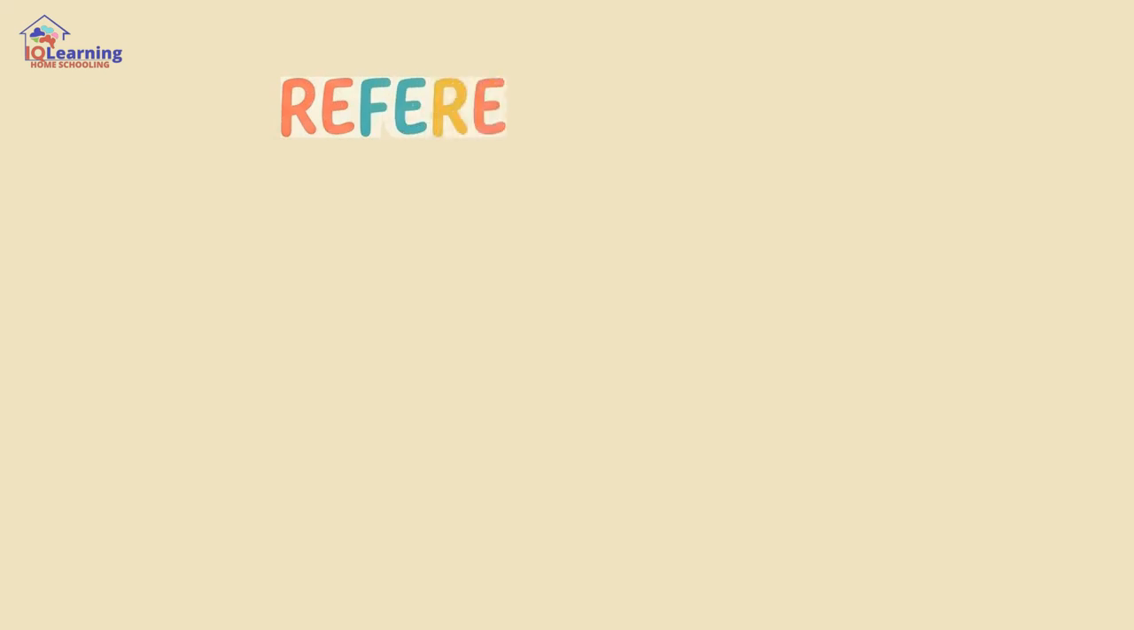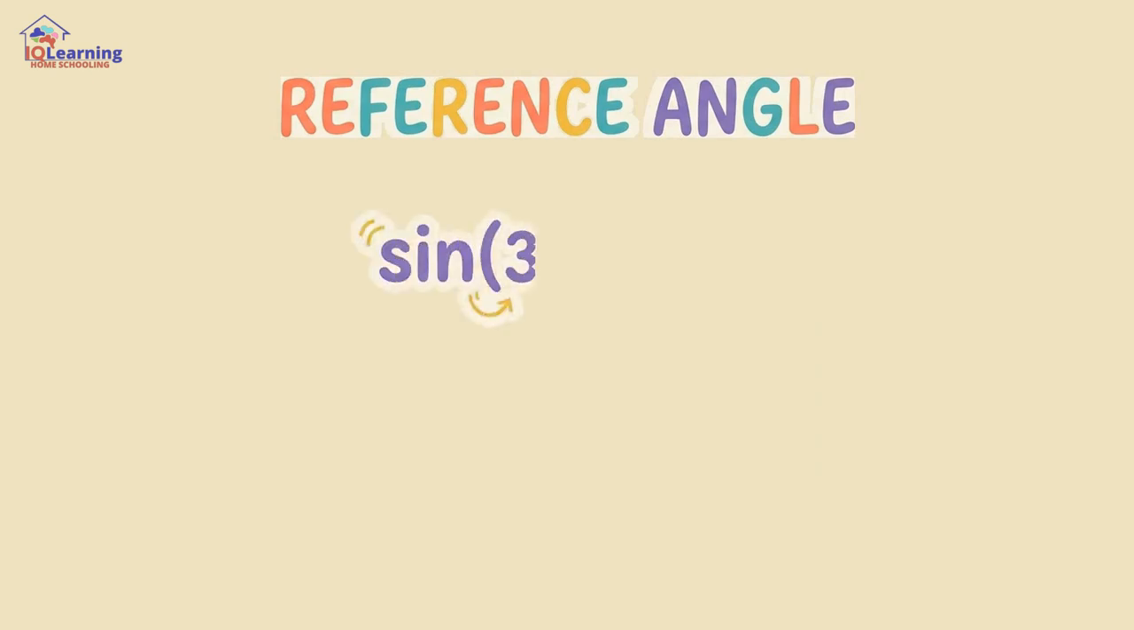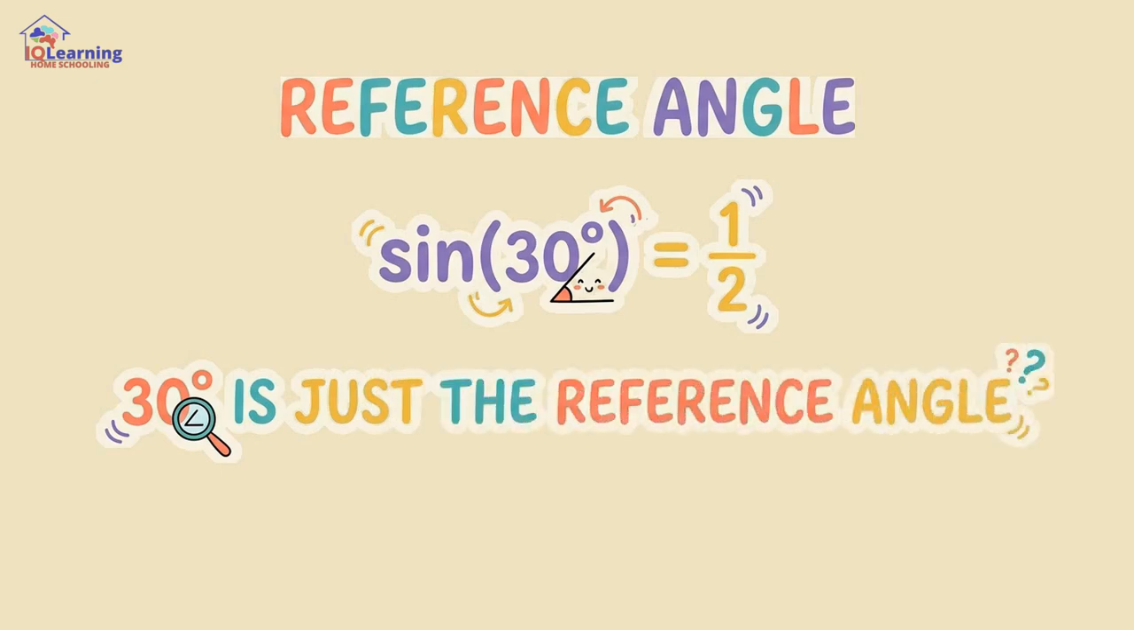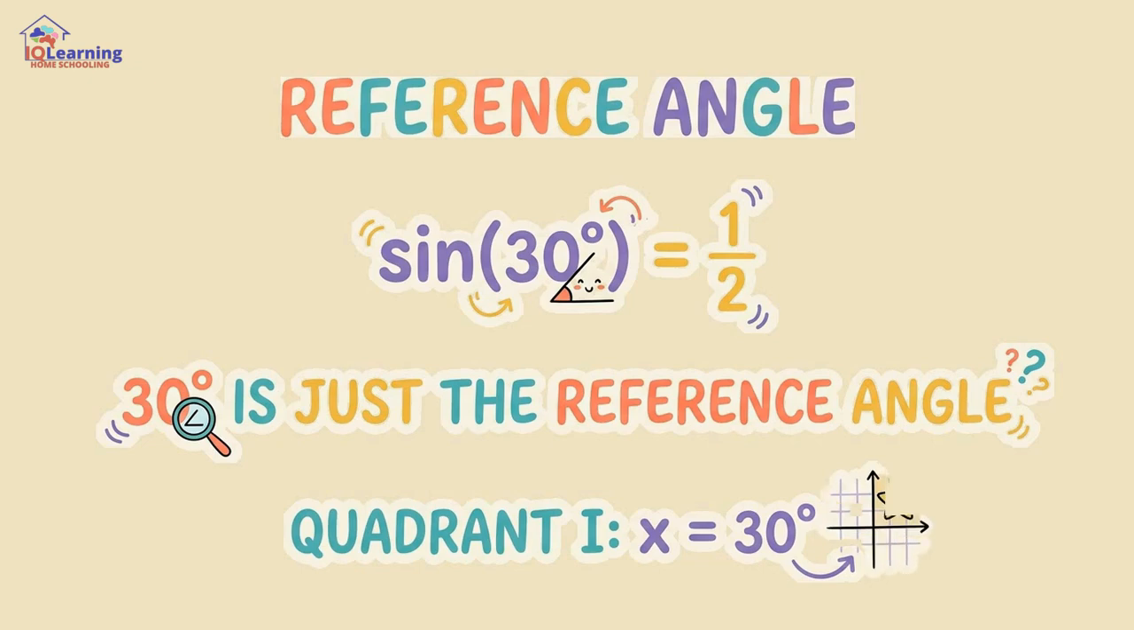Next, we find the reference angle. We want the acute angle whose sine is 1/2. You may know from special triangles that sine of 30 degrees equals 1/2, or you can use the calculator and get inverse sine of 1/2 equals 30 degrees. But again, that 30 degrees is just the reference angle. It is not automatically the only solution. In quadrant 1, the angle is simply the reference angle itself, so our first solution is x equals 30 degrees.